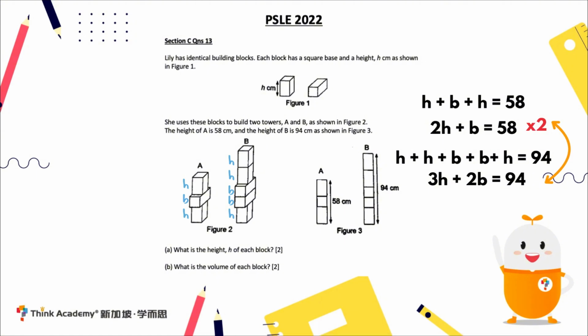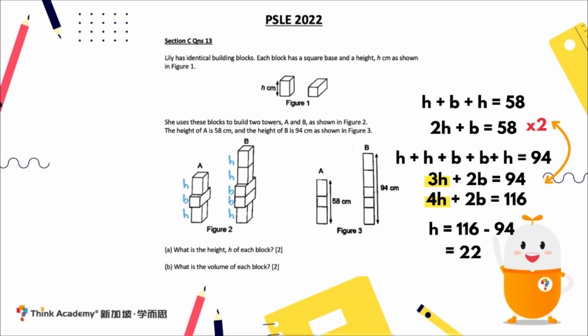We can, because in this case, this allows us to indicate that four heights plus two bases would give us 58 times 2, which is 116 cm, which allows us to see the clear difference between these two equations, which is the amount of heights. From here, all we need to do is find 4h minus 3h. A single height of the figure here would just be 116 minus 94, giving us 22 centimeters.